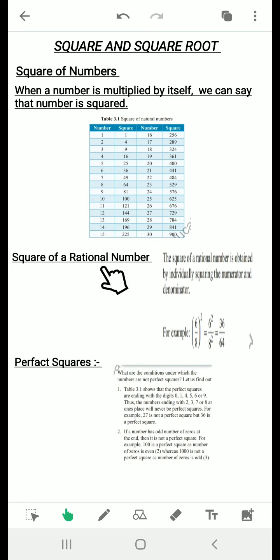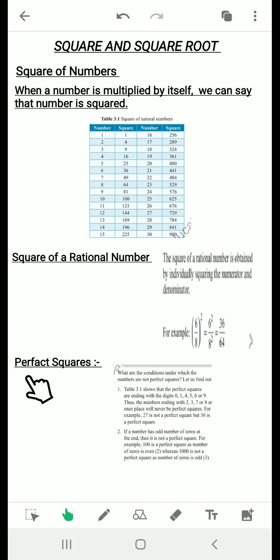Then what about the square of a rational number? If it is a rational number, then it is also the same. Nothing will be changed. The square of a rational number is obtained by individually squaring the numerator and denominator. That is, 6 upon 8 square will be 6 square upon 8 square. Otherwise you can write it as 6 upon 8 multiply 6 upon 8 also. The square of 6 upon 8 will be 6 upon 8 multiply 6 upon 8. That will be 36 upon 64.